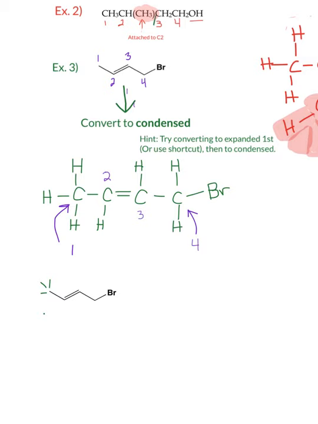Then carbon 2, I see it's got 1, 2, 3 bonds, so I add 1. This one has 1, 2, 3 bonds, so I add 1. This one has 1, 2 bonds, so I add 2. Much faster, just a shortcut. So not a final answer, but it really helps.